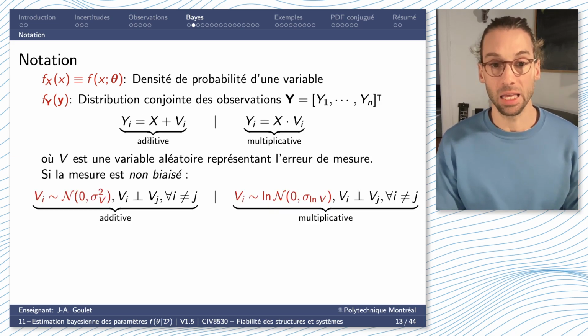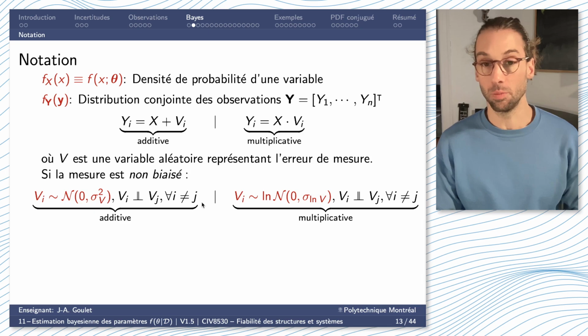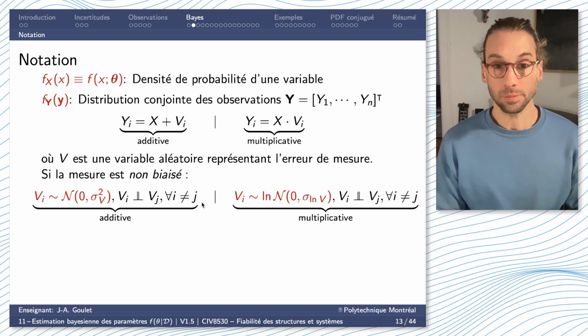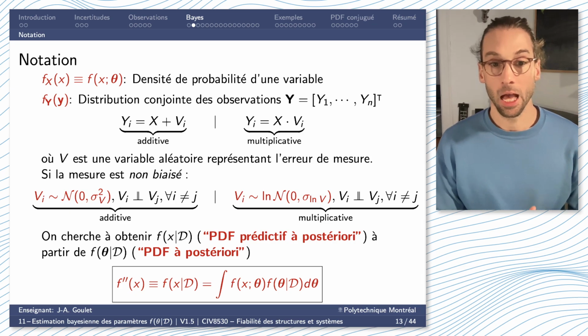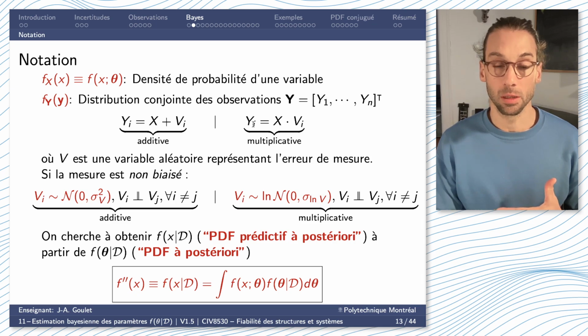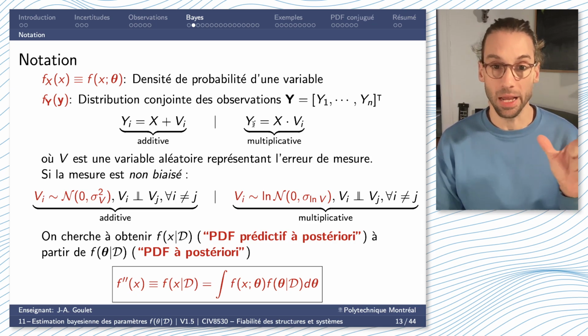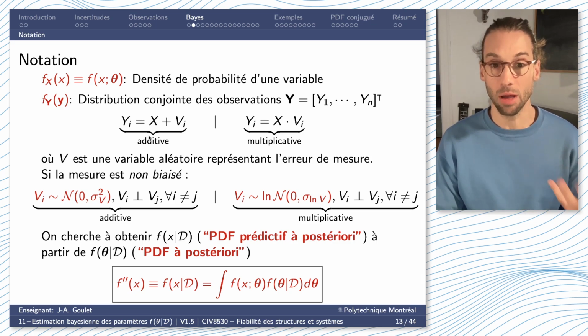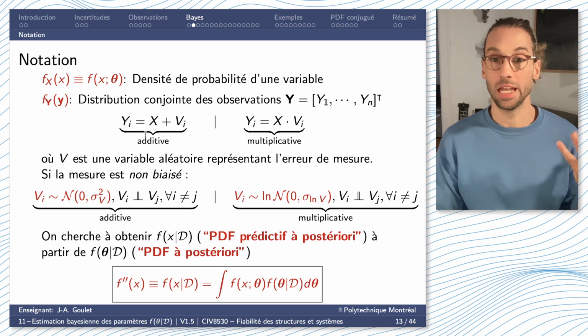So if vi is normal and vi is independent of vj for all i not equal to j, basically any two observation errors are going to be independent of each other. And in this case, if vi is again independent of vj and vj is log normal, in such a case, we can describe the likelihood function, we can describe the prior, and by associating them, we can find the posterior PDF representing f of theta, the parameter we're looking for, given the data d.